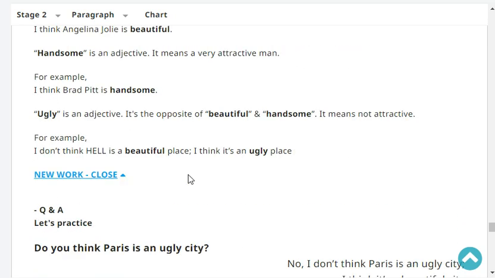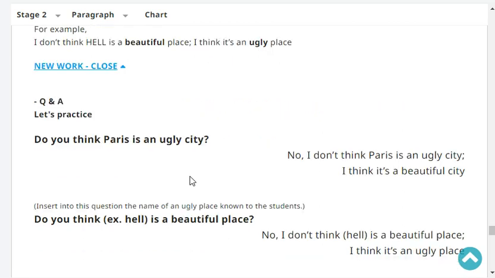Ugly is an adjective. It's the opposite of beautiful and handsome. It means not attractive. For example, I don't think hell is a beautiful place. I think it's an ugly place. Let's practice. Do you think Paris is an ugly city?